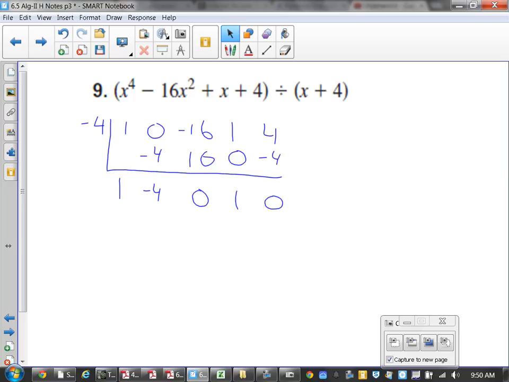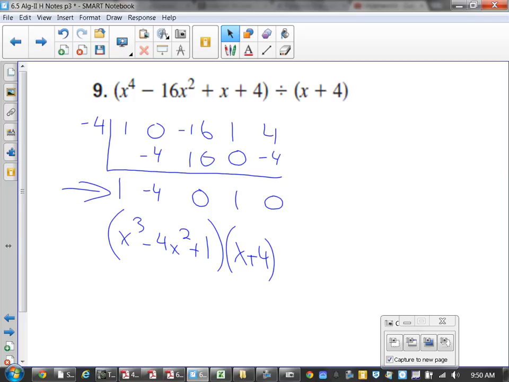Is x plus 4 a factor of this? Yes, it is. Now, what am I left with? What's my answer here? x cubed minus 4x squared plus 1 times x plus 4. Oh, so you have to put the times x plus 4.